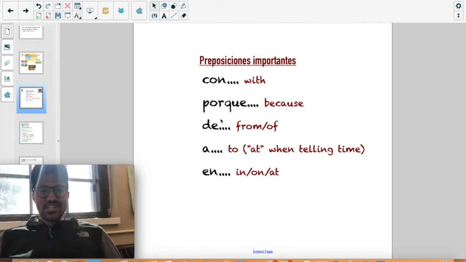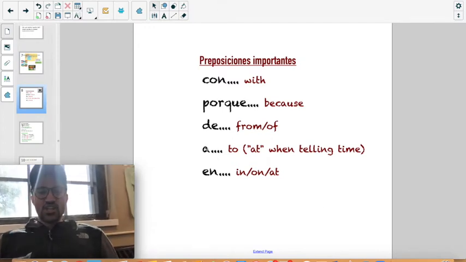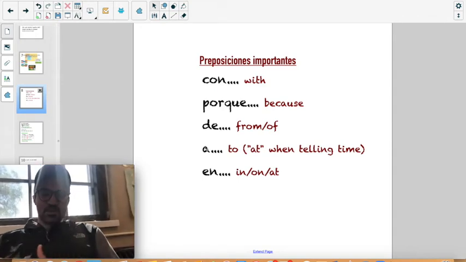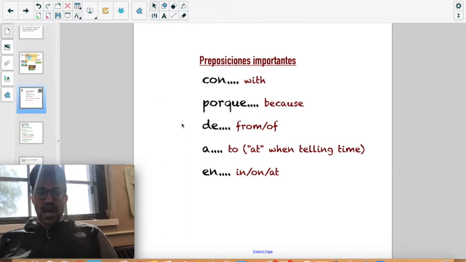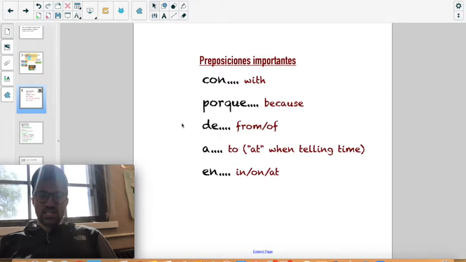The preposition de, from, or can also mean of. The preposition a, generally, as we learned in the last unit, ir plus a plus infinitive, generally the word a would mean to. I am going to the market, for example. But when you're telling time, the preposition a can also mean at. A la una, a las dos, a las tres, a las cuatro, at this time, see?